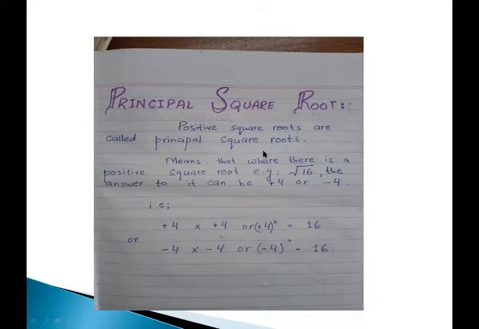But what exactly is the meaning of this definition? It means that whenever we have any square root, for example, this is the square root of 16. So the answer to it can be positive 4 or negative 4. How is that possible? Whenever we take the square of 4, we get 16. So the square root of 16 is equal to plus 4, we can say.